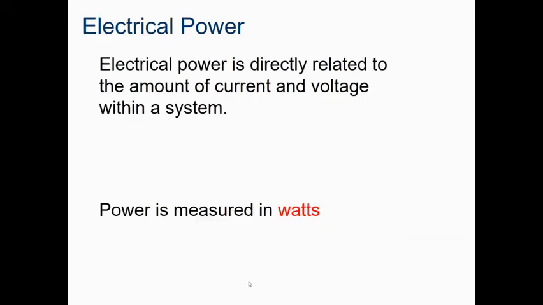All right, last one here. Our next unit is going to talk about power, and since we're on electricity, we know enough of the variables to calculate what power is used in electric components. Electric power is directly related to the amount of current and voltage within a system, measured in watts, and this is our equation. Power is equal to the current times the voltage, and that is for any component.